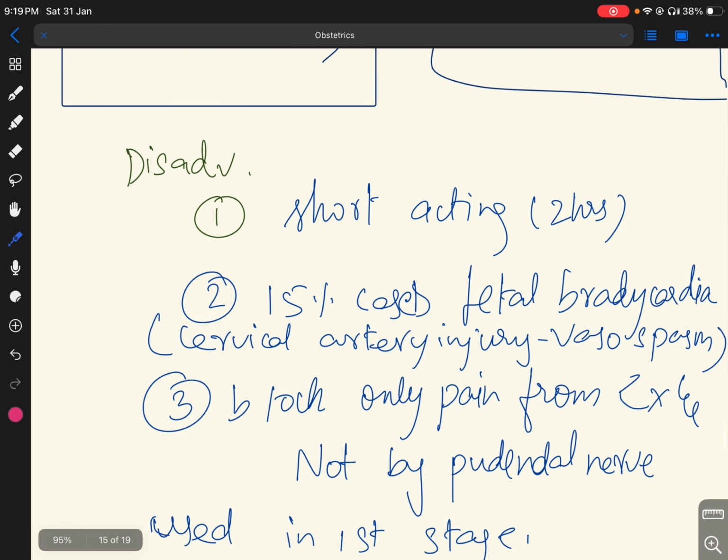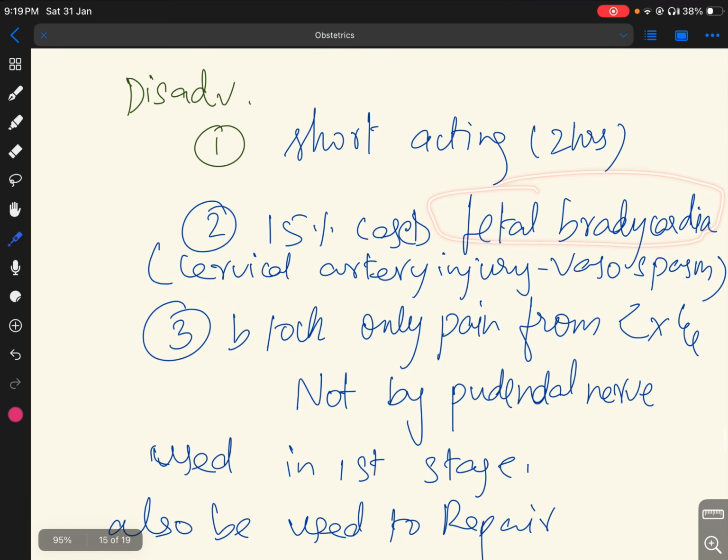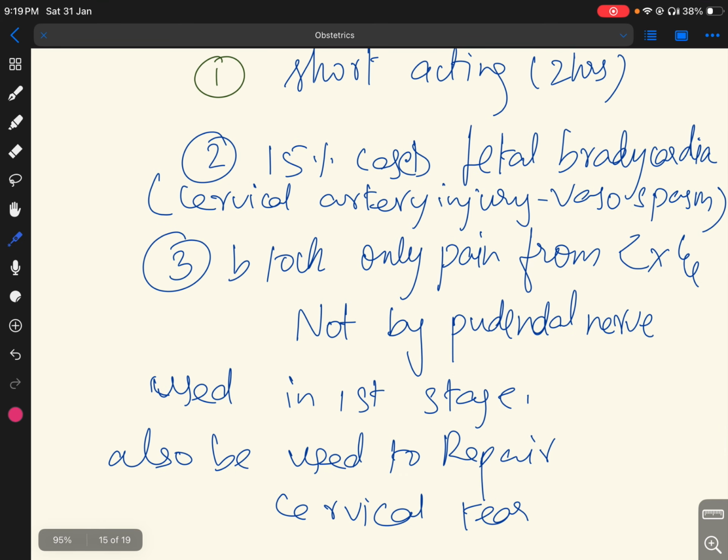What are the disadvantages? It is short acting. 15% of the cases may go to fetal bradycardia. If the cervical artery is injured, there will be vasospasm. It blocks only pain from the cervix and not the pudendal nerve.